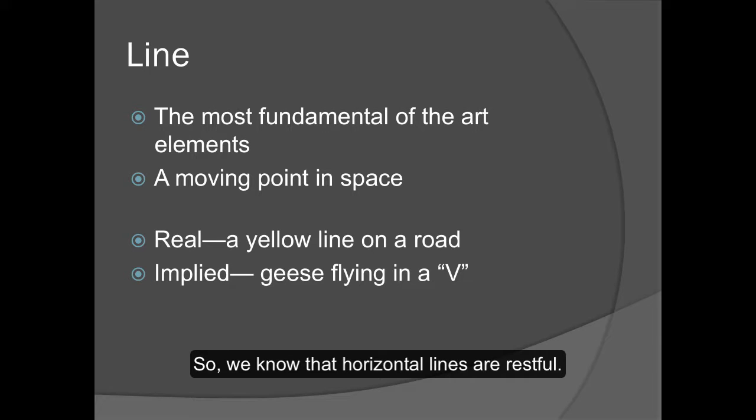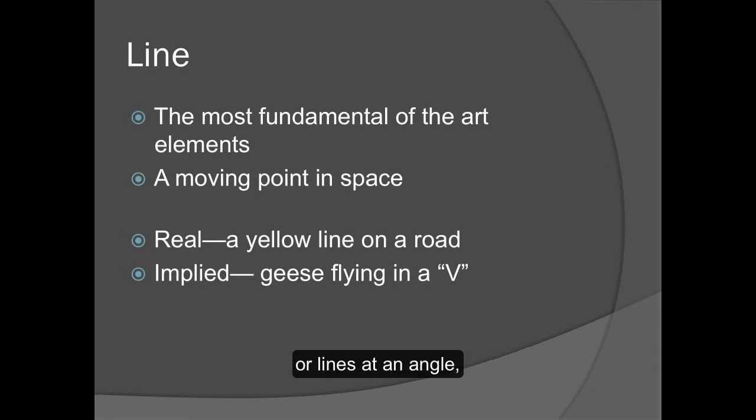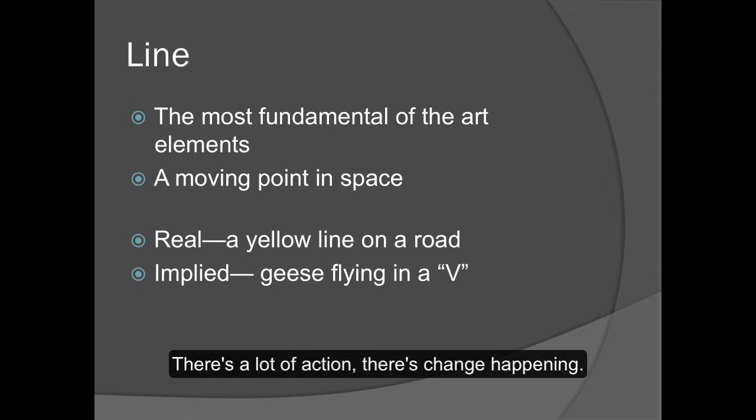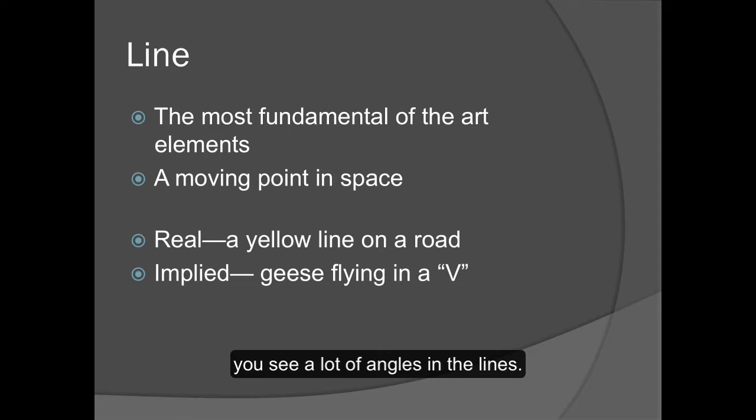So we know that horizontal lines are restful. There's some tranquility with horizontal lines. Vertical lines, kind of an opposite, where we have a lot of power, we have a lot of strength. When we get oblique lines or lines at an angle, it implies movement. There's a lot of action, there's change happening. A lot of times in sports photography, in any kind of designs with athletics, you see a lot of angles in the lines. Curved lines are quiet and calm, and one of the things that we mention in the world of photography is the S-curve or the S-shaped line.